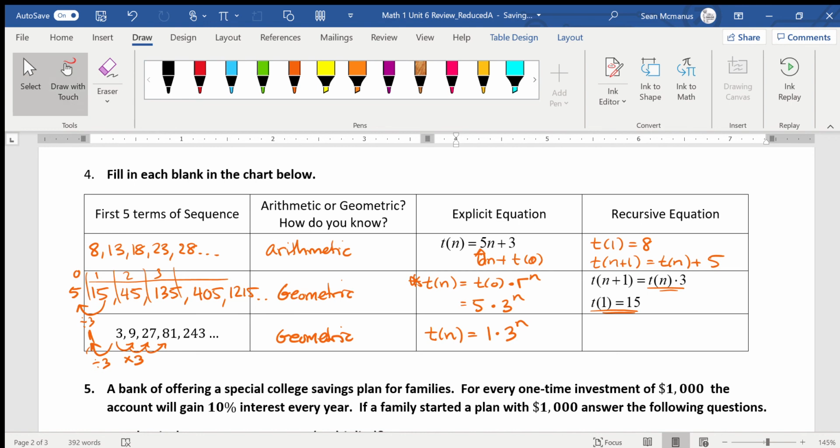And then, oops, I forgot the recursive equation. So the recursive equation, t of 1 equals, I see t of 1 is 3. And the next term is the current term times 3. So that part's actually the same right here and here.